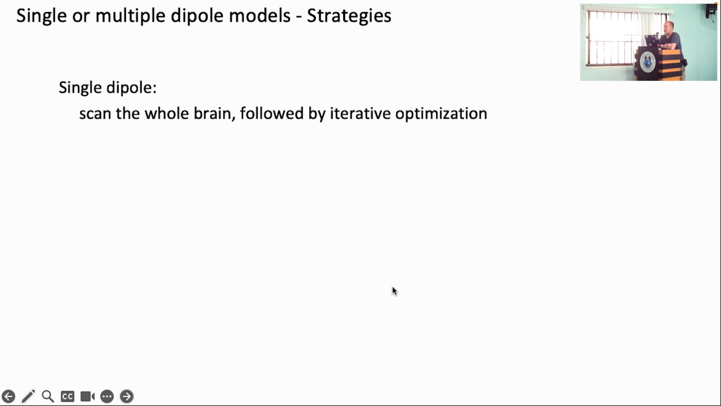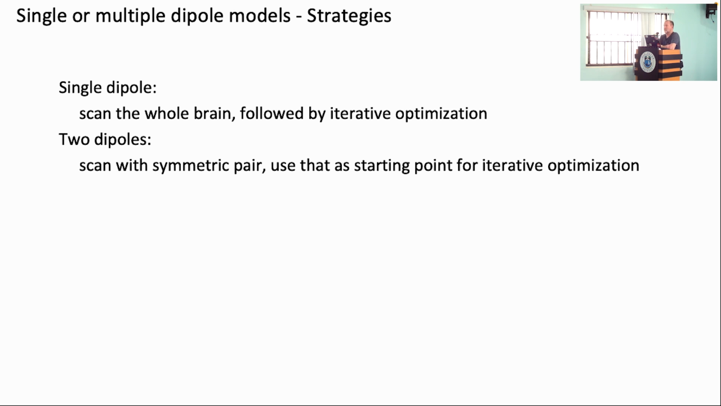So with a single dipole, we can scan the whole brain. Actually, it doesn't take 20 minutes. It's faster than that. It takes perhaps 3 minutes or 5 minutes. So we scan the whole brain relatively coarsely, for example, with 1 centimeter steps. And then we do this iterative optimization with the gradient descent method.